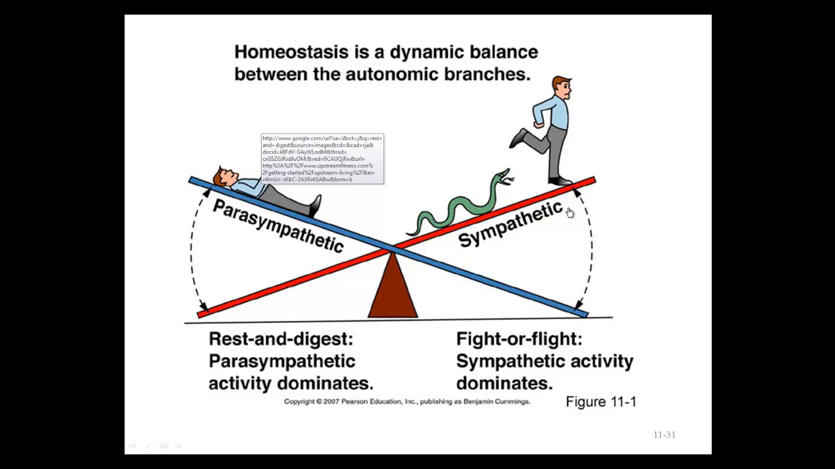Here, if a person is sleeping, that's going to be dominating because everything is slowing down because the person is at rest. So it's a balance between the two branches of the autonomic nervous system to keep us on an even keel and maintain homeostasis. So here's the effect of the fight or flight response, the sympathetic response.